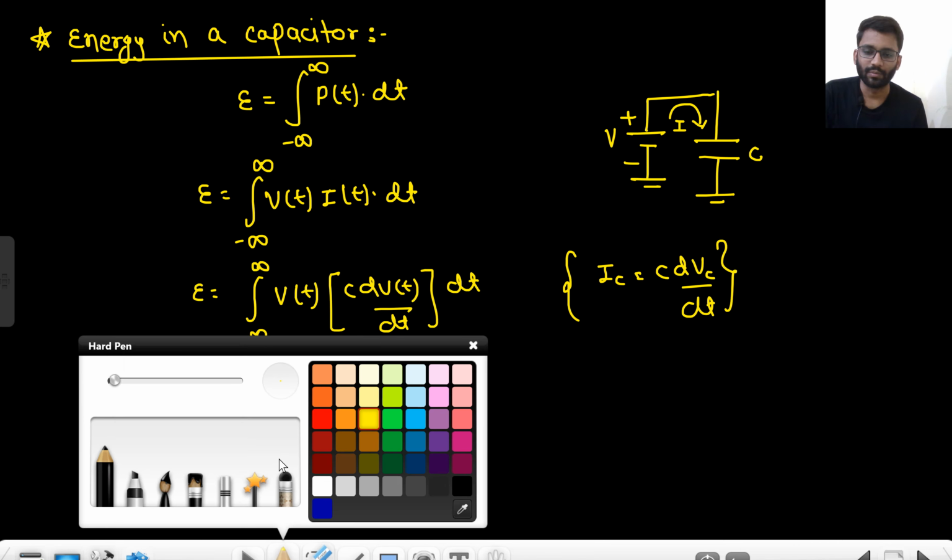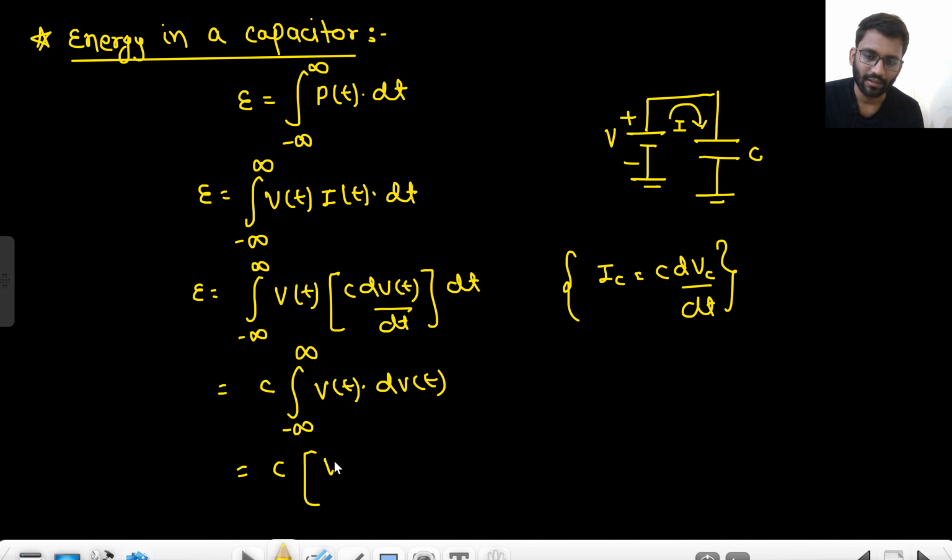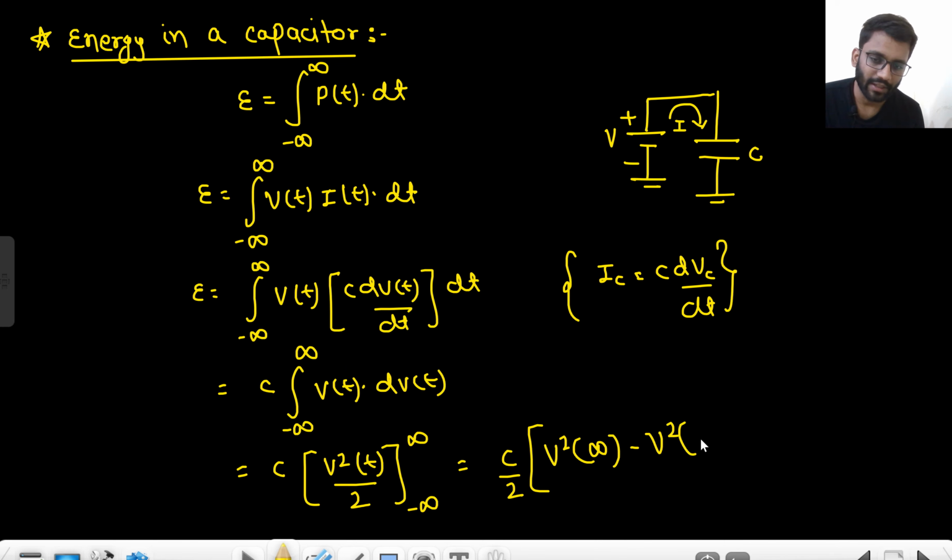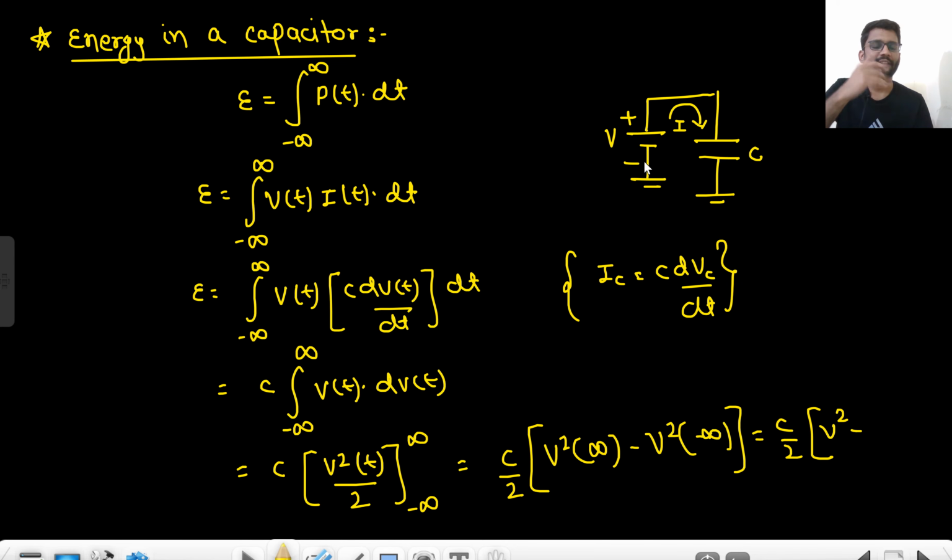Okay, this can be confusing to some people, so let's write it down completely. It will be C times v square(t) by 2, from minus infinity to infinity. So you can take C by 2, v square at infinity minus v square at minus infinity. What is the voltage finally? That is V, so V square. What is the voltage initially, when no voltage source was connected and there was just a simple capacitor? There was no voltage at that time, so that was 0. So basically it is Cv square by 2. Did you understand it? So this is the energy stored in a capacitor, Cv square by 2.